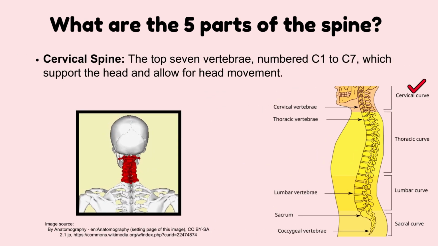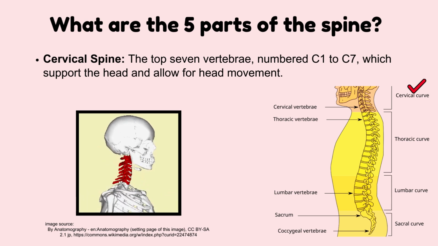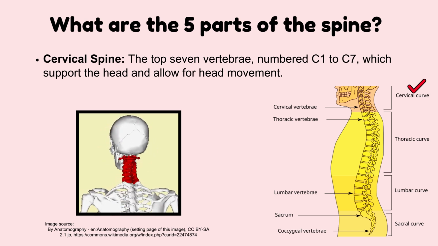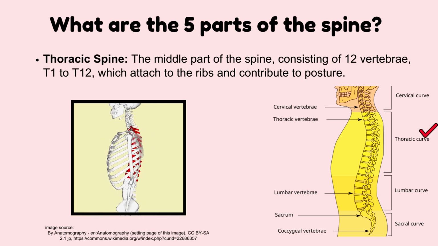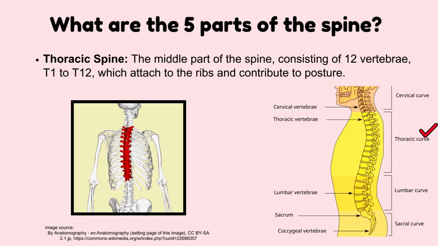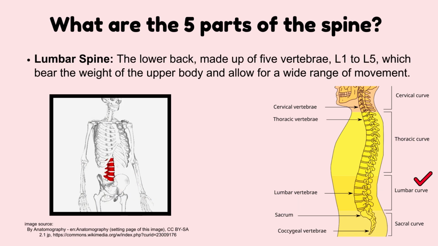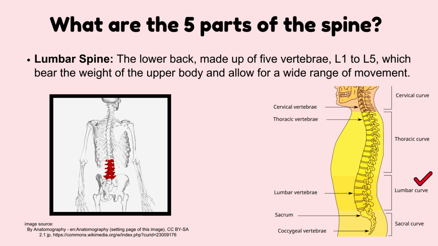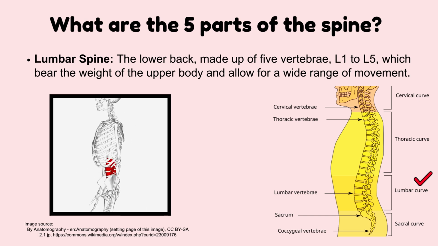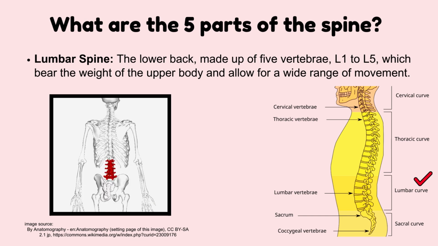Cervical spine is formed by the top 7 vertebrae, numbered C1 to C7, supporting the head and allowing for head movement. Thoracic spine is the middle part of the spine, consisting of 12 vertebrae, T1 to T12, attaches to the ribs and contributes to posture. Lumbar spine is the lower back, made up of 5 vertebrae, L1 to L5, bears the weight of the upper body and allows a wide range of movement.